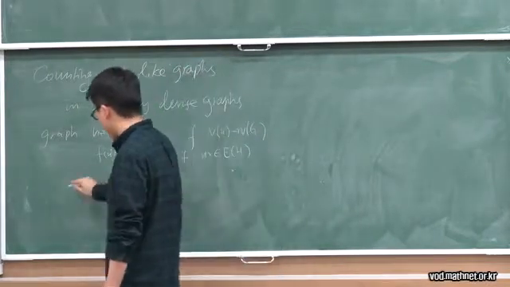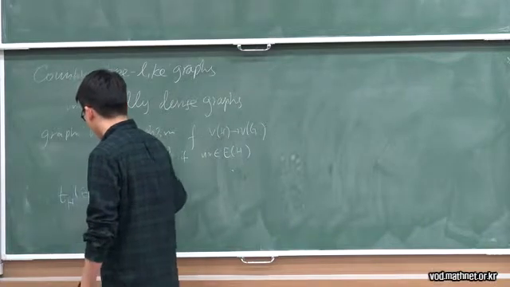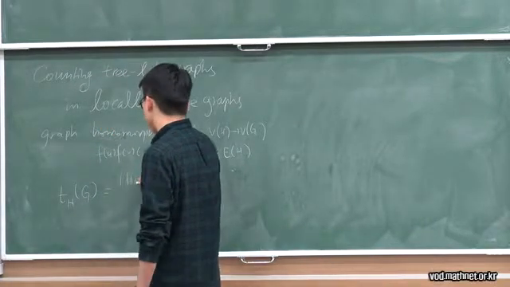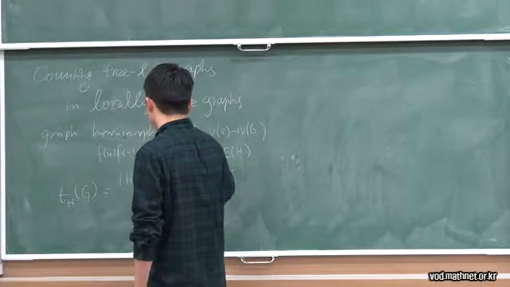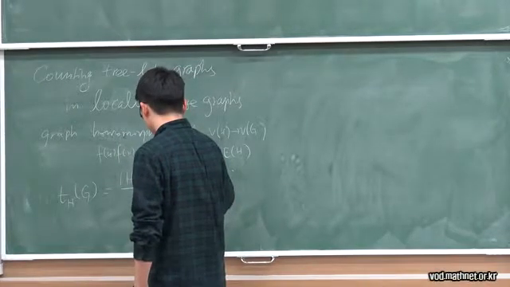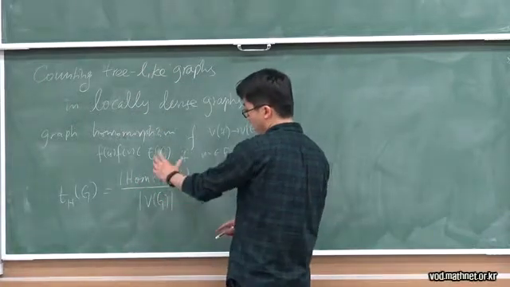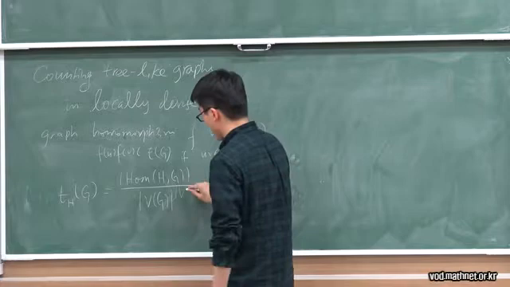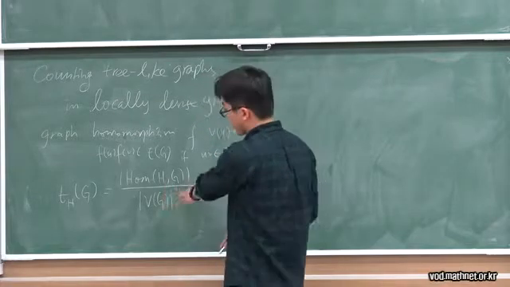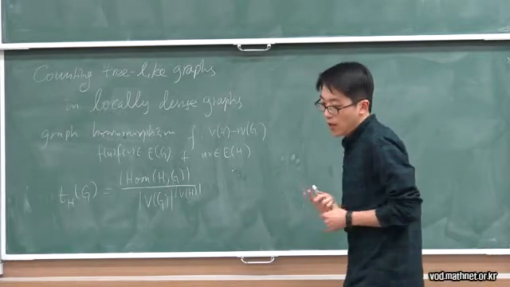And the graph homomorphism density t_H(G) is the probability that a random vertex map is a homomorphism. So this is the set of all homomorphisms from H to G, and then I divide it by the total possible number of vertex maps. So this is a basic definition.